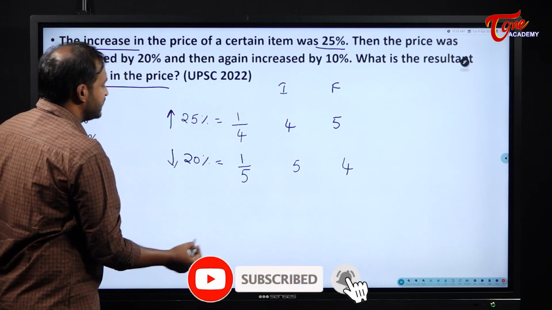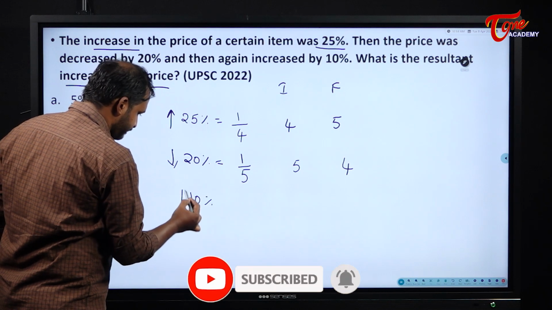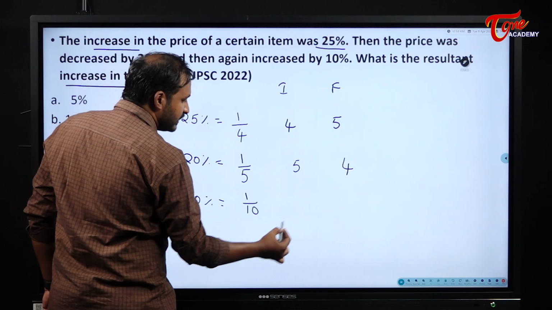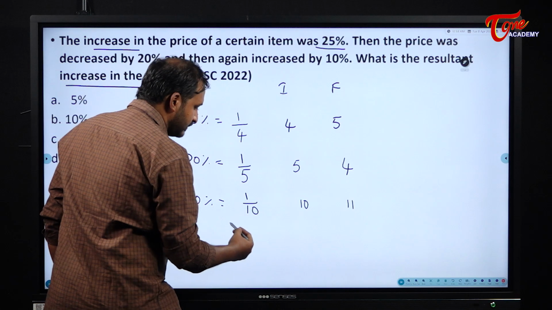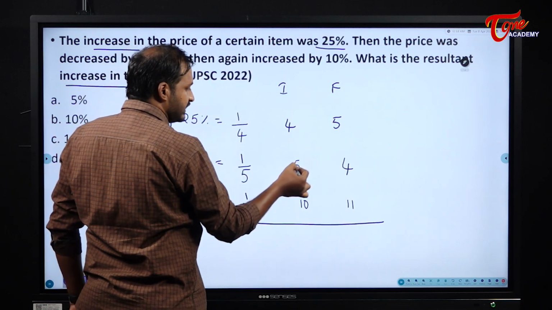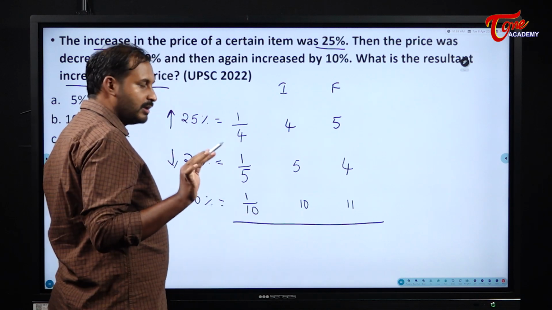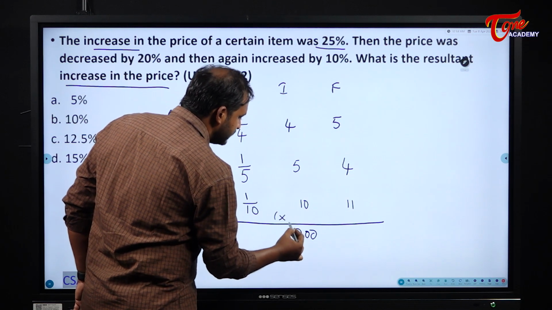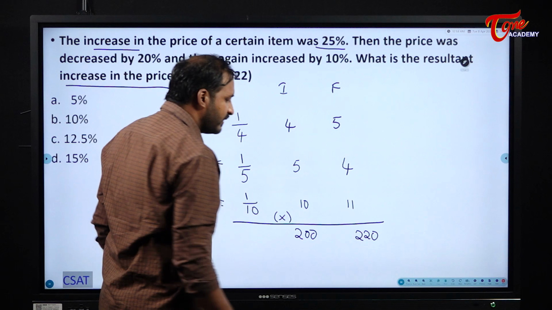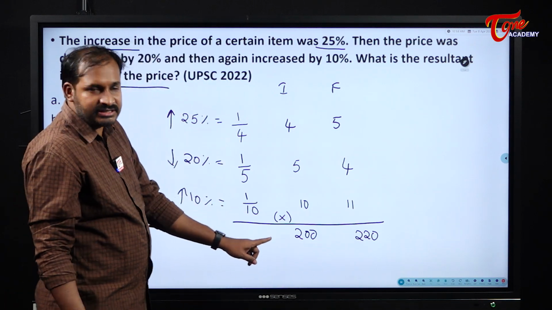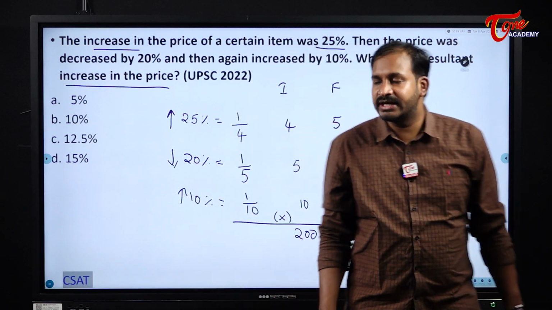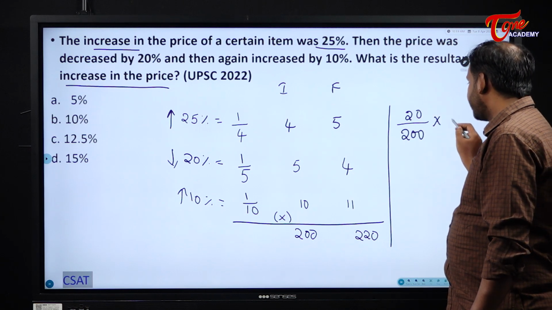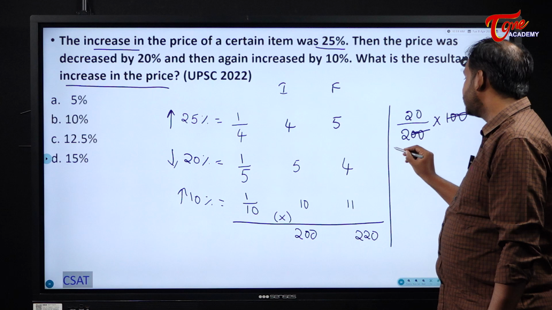Next, once again, the price is increased by 10%. So, 1 by 10. This will become what? Initial 10 and final will become 11. See students, if you are able to cancel, cancel them. You can cancel 5 with 5, 4 with 4. If not, also no problem. Total, I am multiplying all these three. This will become what for me? 220 over 200. So, whether it is increased or decreased here? Increased. Increased by what value? Please observe, 20. And actually how much? 20 over 200 into 100. 2 zeros get cancelled, 2 ones, 2 tens.